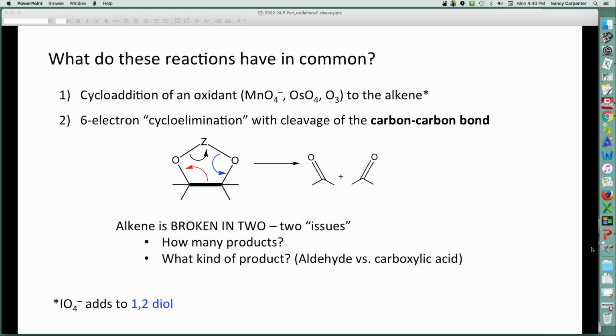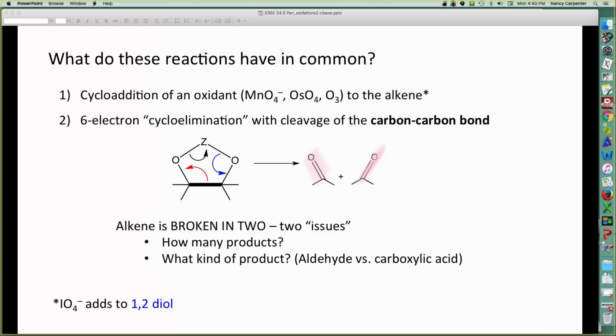So the alkene is broken in two. What we have to deal with are two issues. The first one is how many products are formed, and the second one is what kind of product is formed. What stays common is that you get a carbonyl. Absolutely, positively, you're always going to get a carbonyl. But do I get an aldehyde or do I get a carboxylic acid?